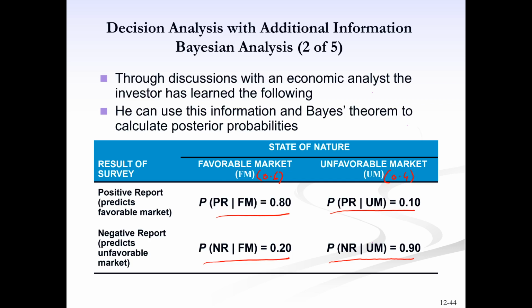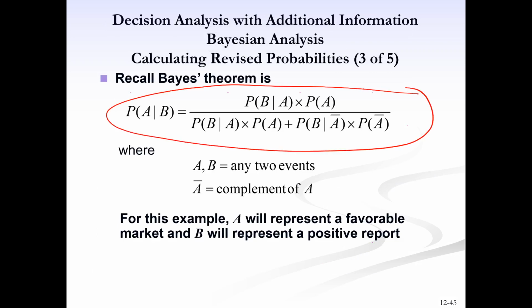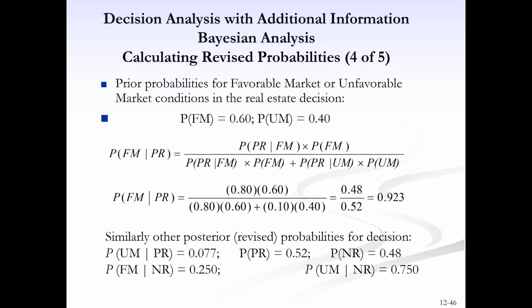And from this information, we can revise our probabilities. We can make our posterior probabilities. The initial probabilities are that favorable market chances are 0.6 and unfavorable market 0.4. Now what we will do is revise these probabilities: what is the probability of getting favorable market given that the report has come positive, etc. So this is the use of Bayes theorem. The Bayes theorem is, we have discussed that. This is the Bayes theorem here. And using this Bayes theorem, we get all these different probabilities.